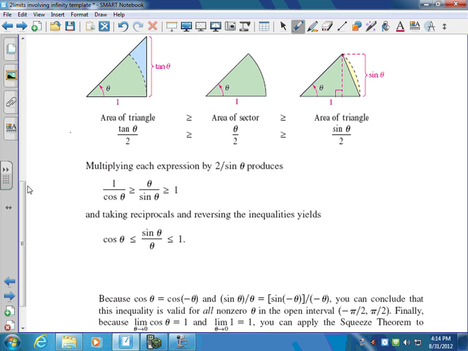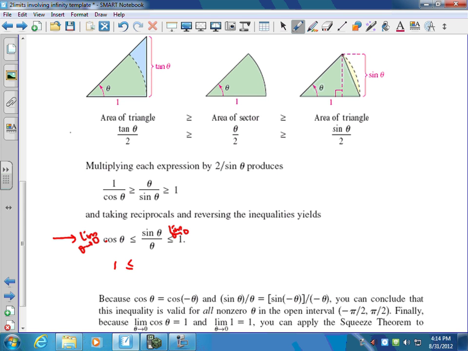But through that, let me just point out that they establish this inequality: cosine theta will always be less than or equal to sine theta over theta, which is always less than or equal to 1. And now if you take the limit as theta goes to 0 of all three sides, what is the limit of cosine theta? First, I guess you would check cosine of 0, which gives you a value right away. Cosine of 0 is 1.